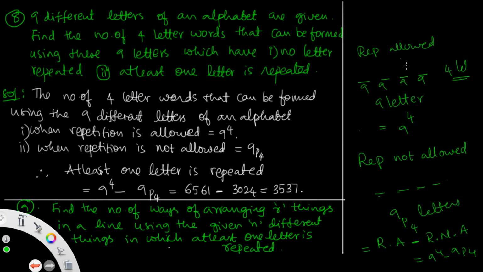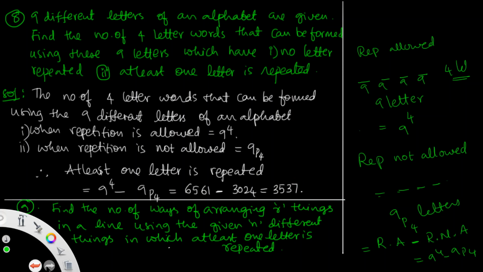And again, the second part, repetitions are not allowed, means to get a 4-letter word by using the 9 letters. This can be done in 9P4 ways. But in the question, at least one letter is repeated, which is repetitions allowed minus repetitions not allowed. So the total is 3537 values in the question. So that is the question.